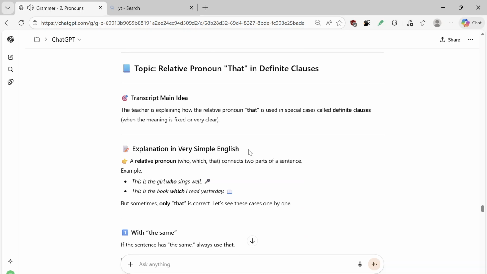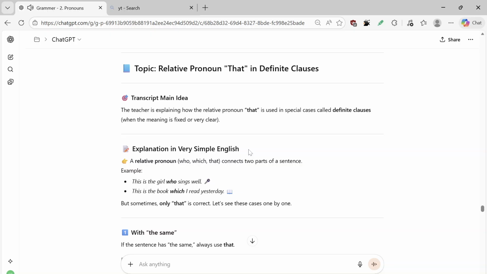Topic: relative pronoun that in definite clauses. Main idea: the teacher is explaining how the relative pronoun that is used in special cases called definite clauses, when the meaning is fixed or very clear. Explanation in very simple English.